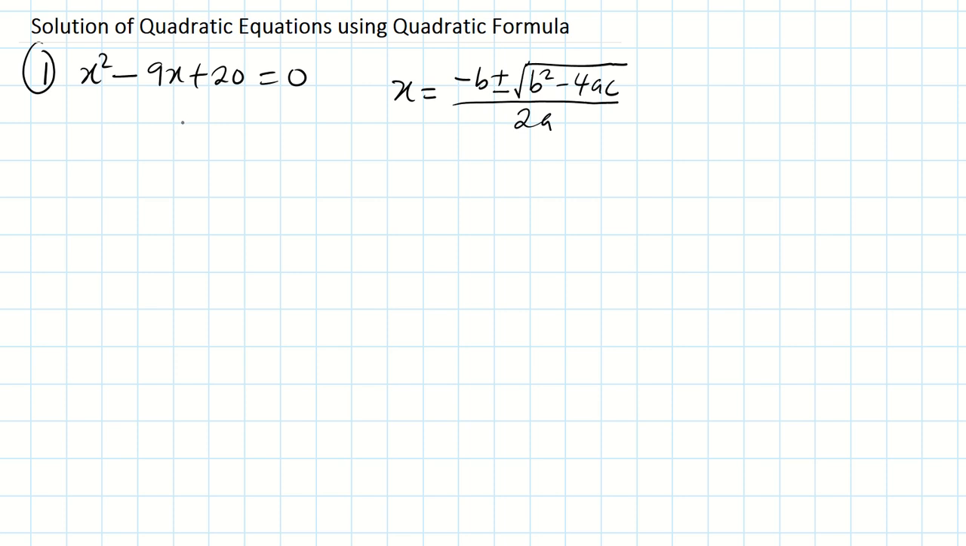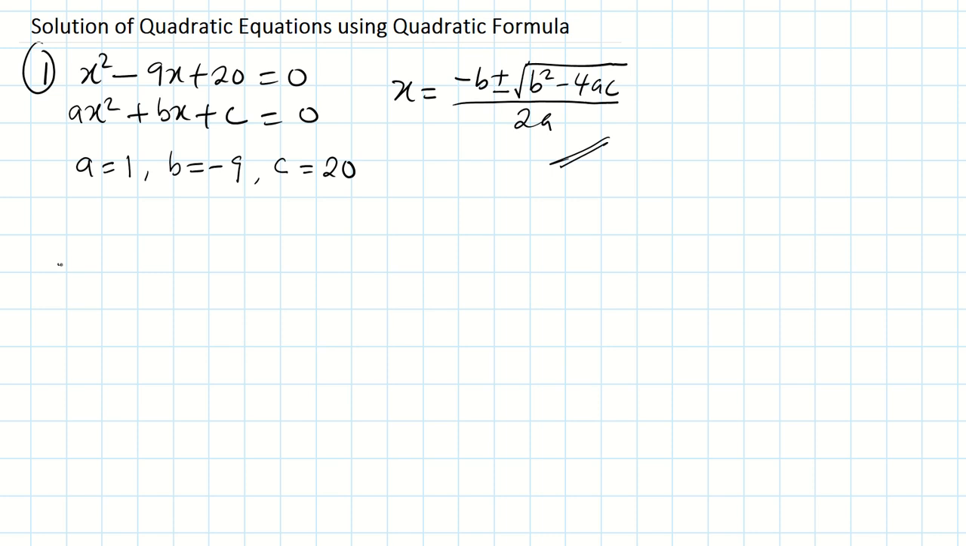Now, in order to find the solution, we will need to compare this quadratic equation with the general quadratic equation, ax squared plus bx plus c is equal to 0. On comparing these two equations, we have that a is equal to 1, b is equal to minus 9, and c is equal to 20.